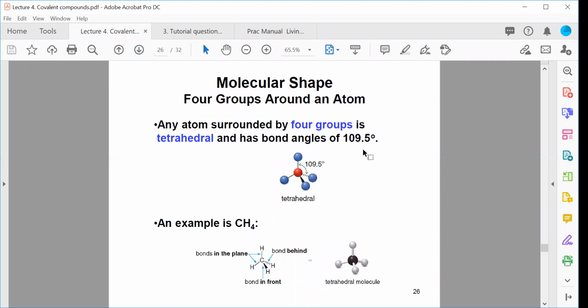All right, this one's a bit different. Any atom surrounded by 4 groups is tetrahedral and has bond angles of 109.5 degrees. So here's our example, CH4, central carbon, surrounded by 4 groups. In this case, it's 4 hydrogens. And here is an illustration of a tetrahedral molecule.